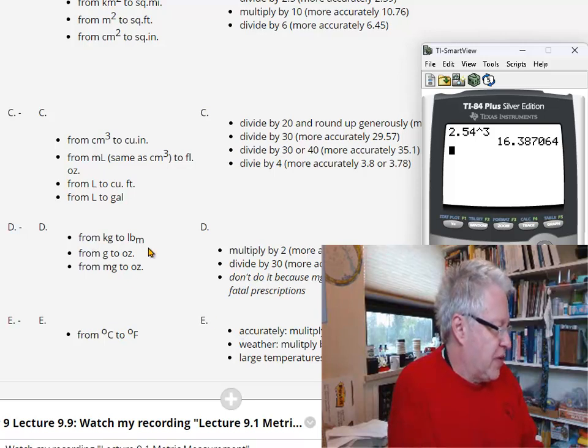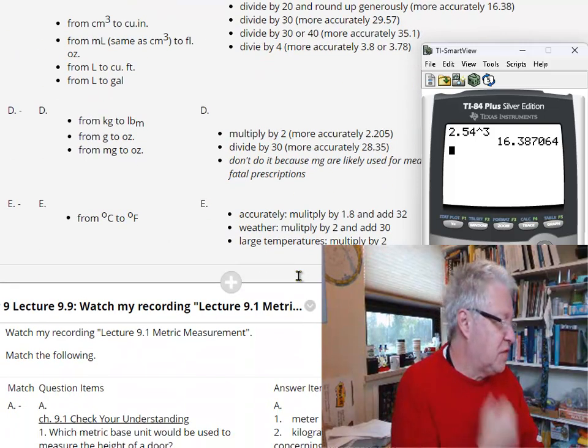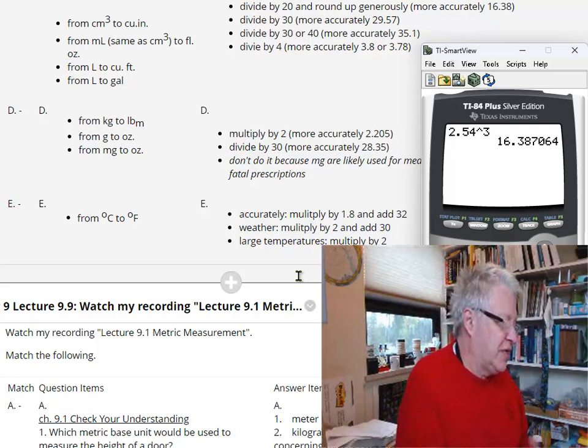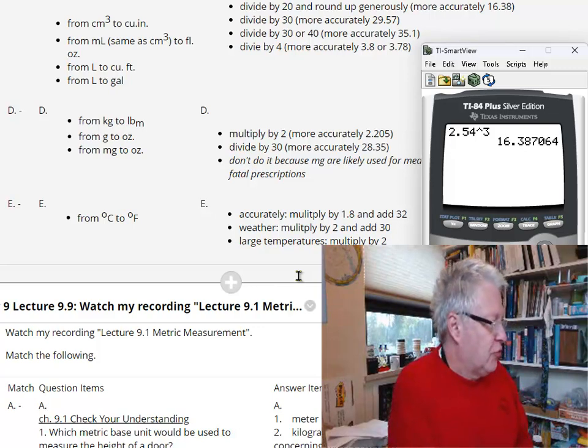Then kilograms to pound mass. Notice that the American unit for mass is actually the slug, but we don't use it in everyday life. We still use the pound. Technically, it should be the pound mass. So take the kilograms, divide by 2.